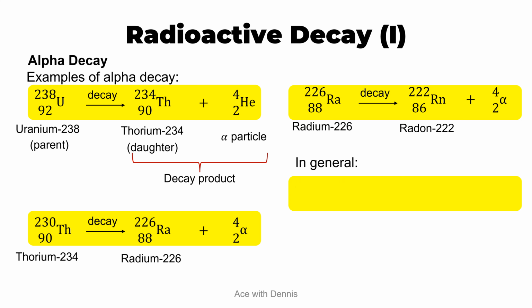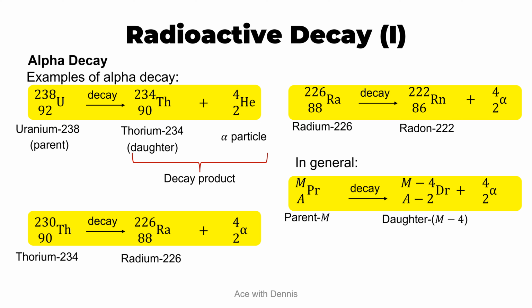So in general, in alpha decay, the parent nucleus of mass number m and atomic number a decays and produces a daughter nucleus with the mass number of m-4 and the atomic number a-2, and an alpha particle. So the parent m and daughter m-4 with an alpha particle.